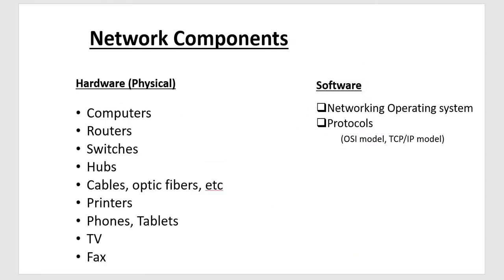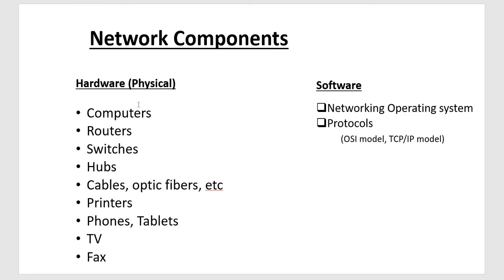These are the network components. You have your physical or hardware components, and then you have your software components. On the physical side, you have computers, you have routers, switches, hubs, cables, optic fibers, etc. You have printers, you have phones, you have tablets, you have TVs, fax, you name it. All the hardware devices that you might have on a network basically are going to fall under this category right here.